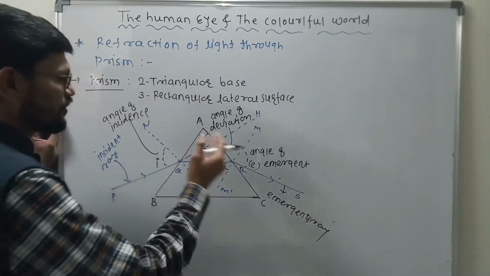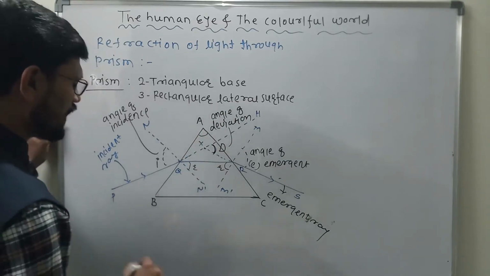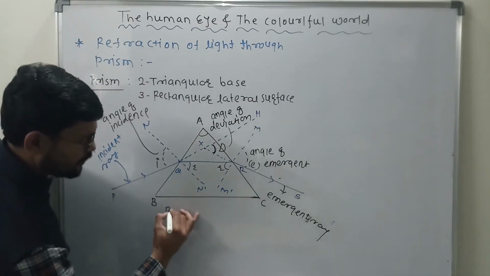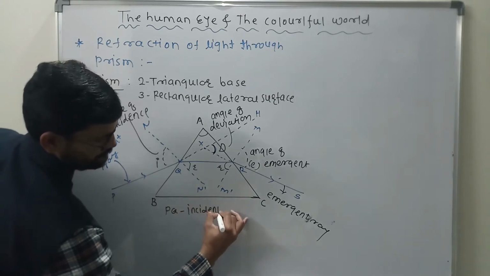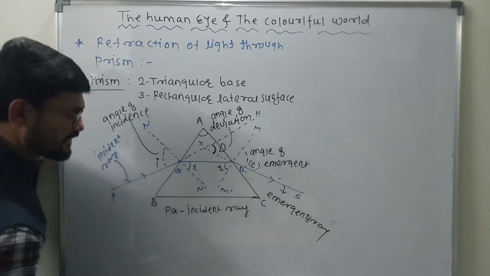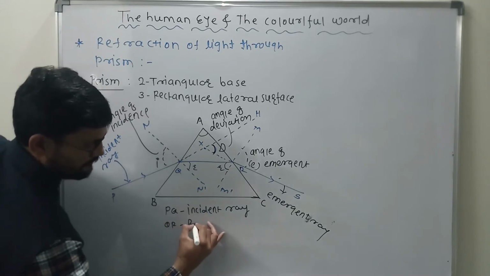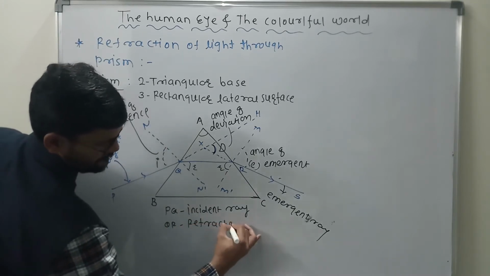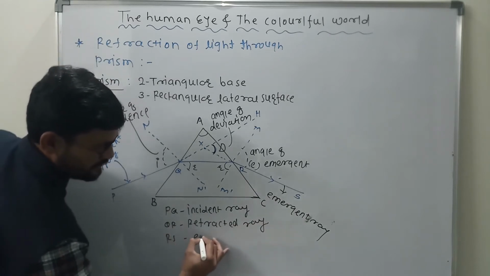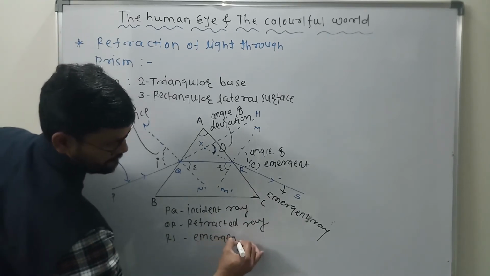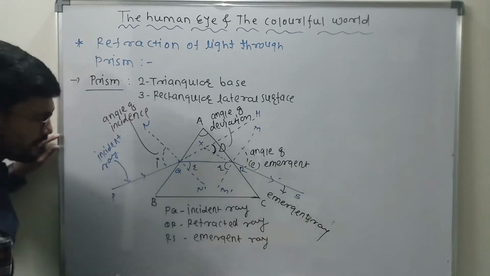That's all. But you have to mention what other terms are there, how we are going to write it down. PQ is the incident ray. QR is the refracted ray. RS is the emergent ray. Clear? Then the next one.